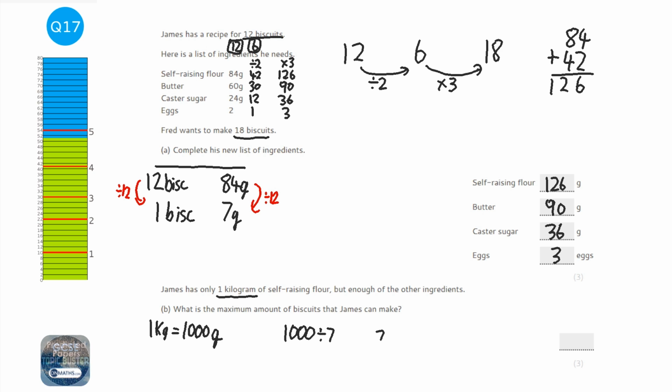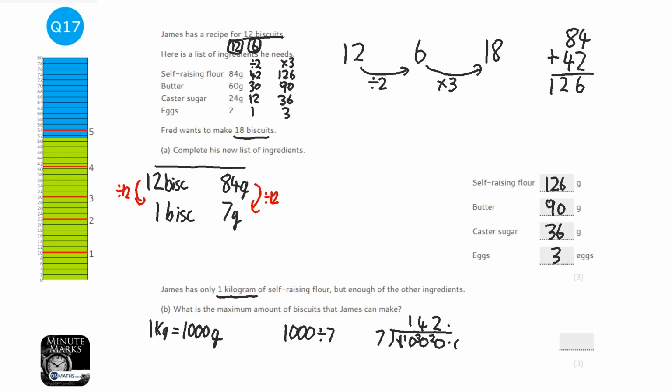Or you might use the bus stop method. And there's loads of different ways of doing this question. So I'm going to use the bus stop method. 7s into 1 don't go, so that 1 carries on. 7s into 10 go once, and then we carry the 3. 7s into 30, well, 5 times 7 is 35, and 4 times 7 is 28, so it's going to be 4 with 2 carried on. 7s into 20, well, 7 times 3 is 21, 7 times 2 is 14, so it's going to be 2.